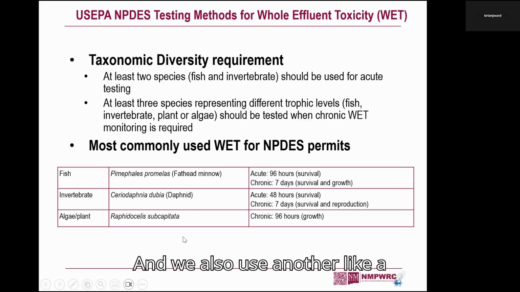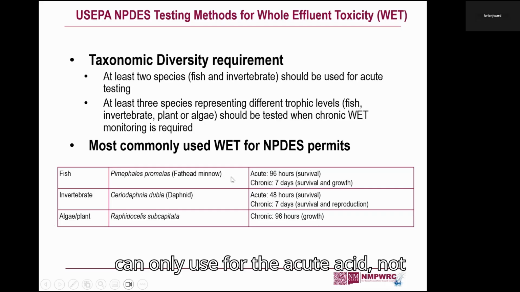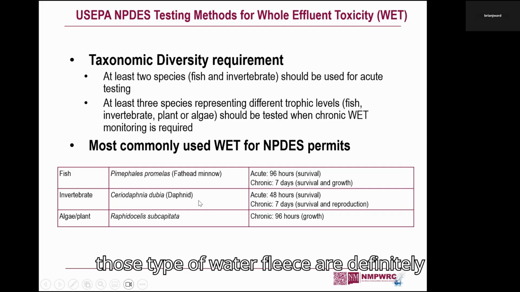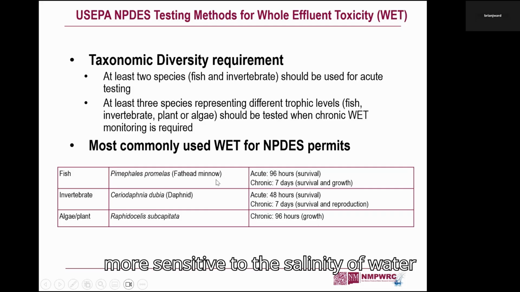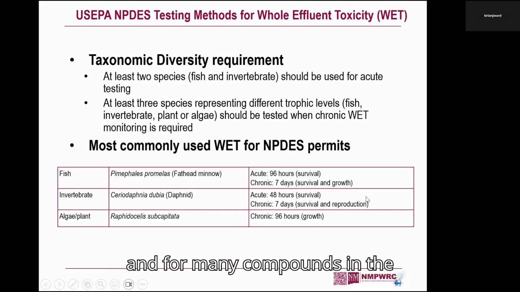We also use a freshwater algae species to do a 96-hour chronic test to see the growth inhibition. I know some people also use another type of water flea, such as Daphnia magna or Daphnia pulex. The only problem with those is they can only be used for the acute assay, not chronic. Compared with those water fleas, they are also more sensitive to the salinity of water and to many compounds in the water.